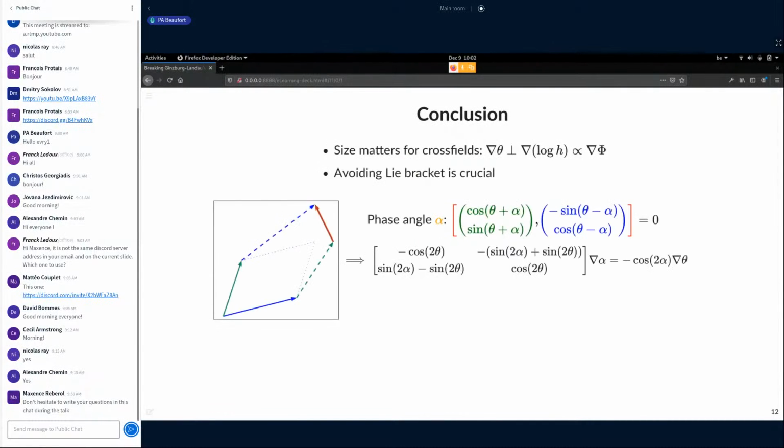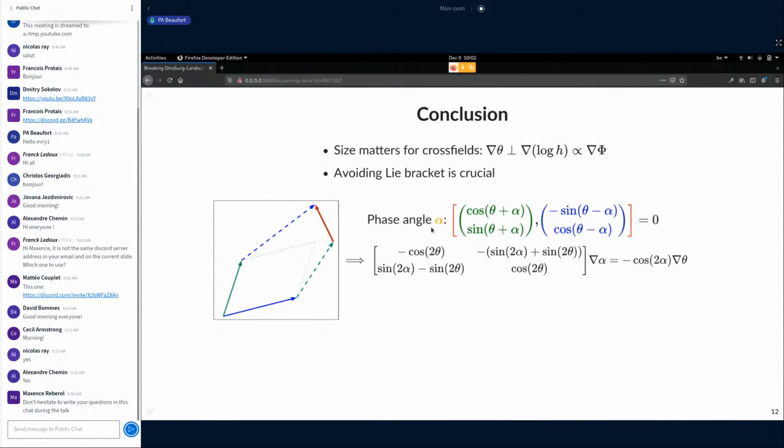Avoiding the bracket is crucial. Actually, I think that's a concern everyone in this workshop should have when we want to quadrangulate a surface. But I have shown you how to do that with some scaling, so with a kind of size mesh. But actually, it's not the only approach.